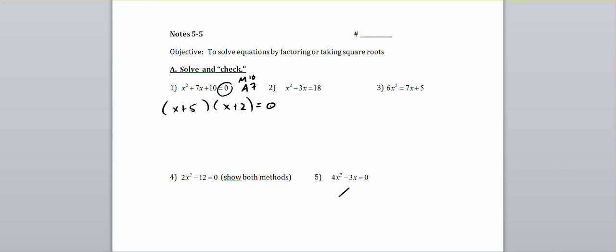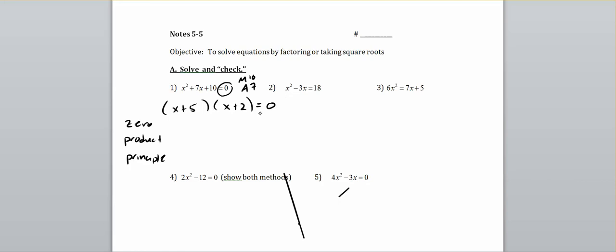And there's something called the zero product principle. All that means is, if I have two things multiplied to give me 0, one of them has to be 0. So if I have x plus 5 times x plus 2, one of those has to be 0, because if they're multiplied and equal 0, that's the only way that's possible.